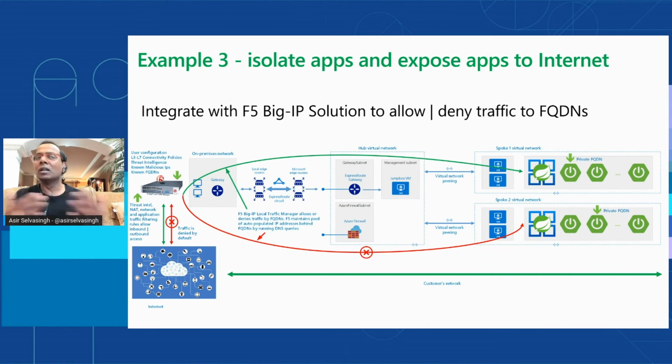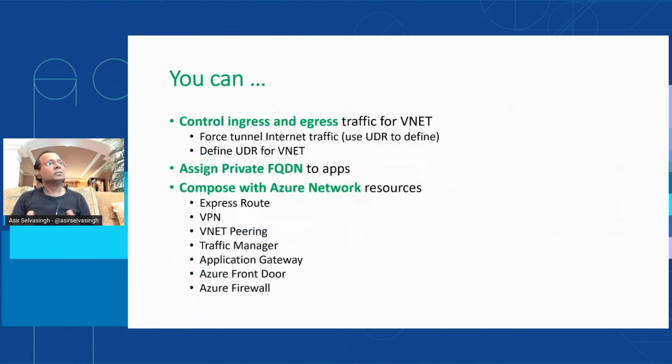Now, it's all left to your imagination because there are many resources available in Azure that you can actually connect, right? So you can control ingress and egress traffic for the virtual network where Azure Spring Cloud is placed. You can also force tunnel your internet traffic. That's what I did in my arrangement. And you can define your own user-defined network routes for the virtual network.